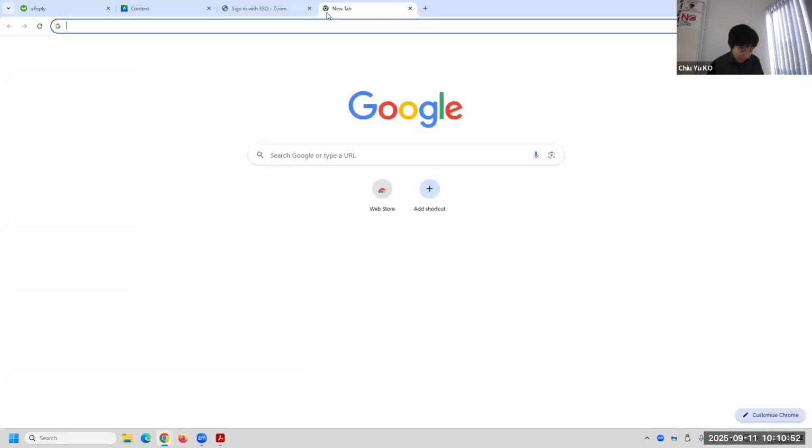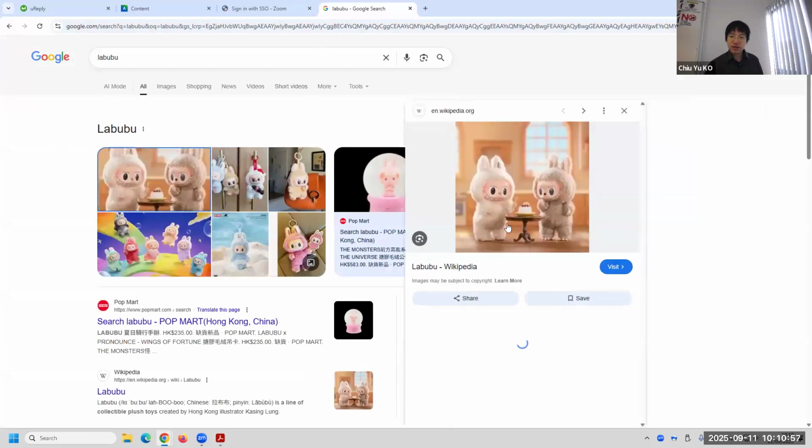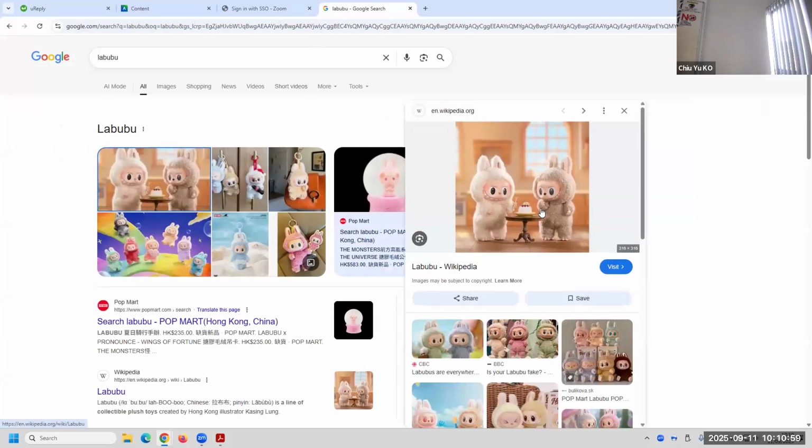Labubu is invented by a Hong Kong guy, so relate to us. This Labubu. Labubu. Okay, whatever.